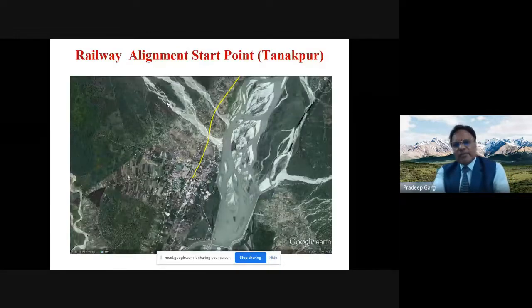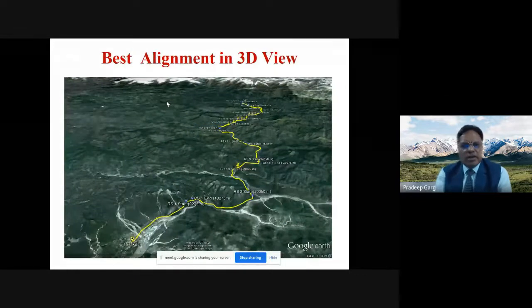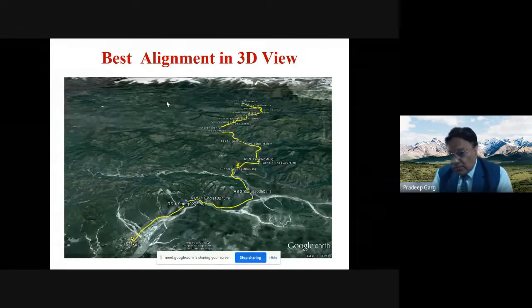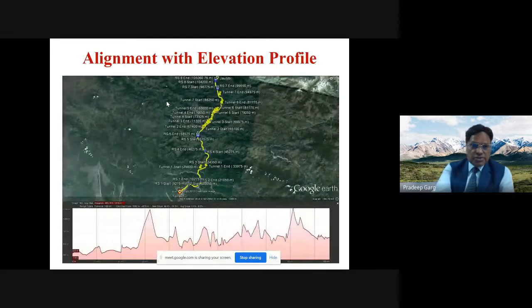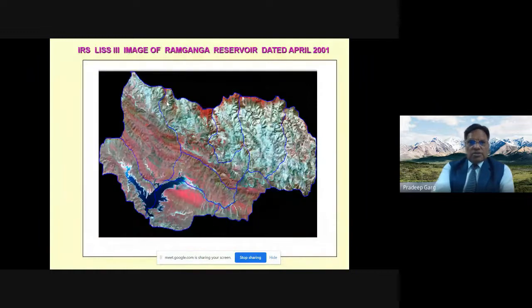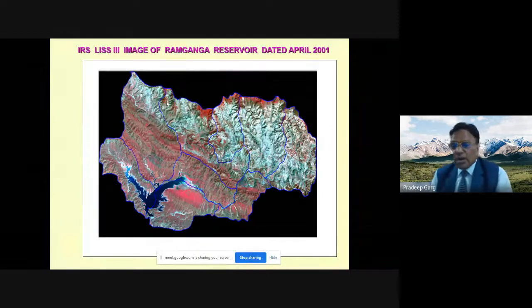So this is a railway line alignment which has been done, and along the railway line, one can find out where the tunnel is required and where you have to have railway stations, all that. This image is for Ramganga Reservoir, which is in Uttarakhand, and there's a Ramganga Dam in Uttarakhand.